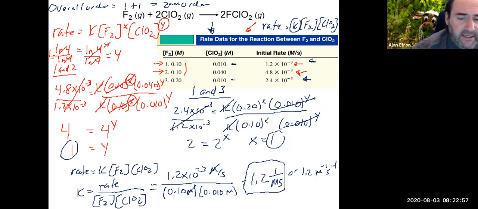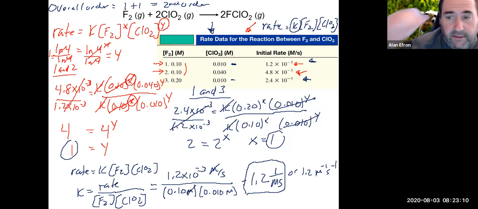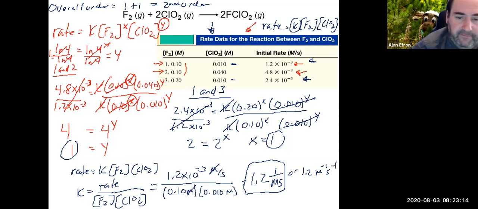And as we will see later on in this chapter, when we see 1/molar seconds, that is a common unit associated with a second order reaction. You can actually determine it by looking at the actual units. It tells us a lot about the type of reaction that's occurring. Any questions on any of those steps?